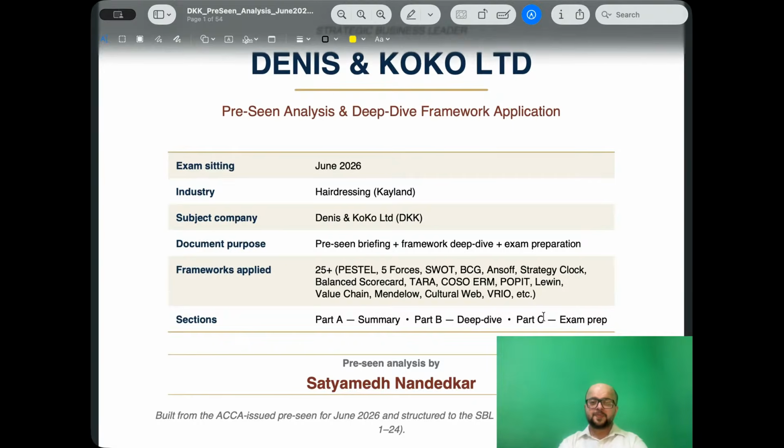Now, Dennis and Coco is the name of the company. This is the wheel. First of all, the 12-page pre-seen, we'll summarize first. I don't want to call it a summary because I've expanded on that. I've made it like an in-depth analysis. Then I have gone through all the models in your Kaplan study text and the models on your study hub. I have tried to map different models, like PESTEL analysis, Porter's 5 Forces, everything. And the third part is basically the exam prep bit.